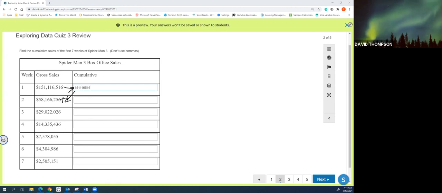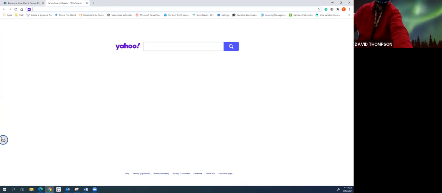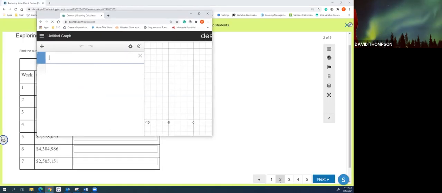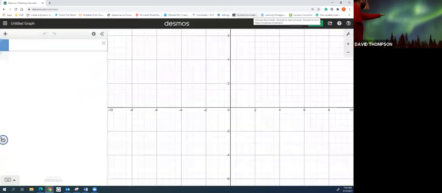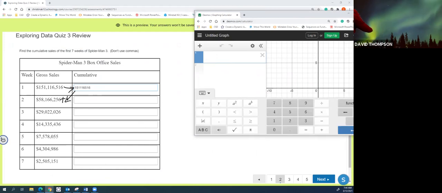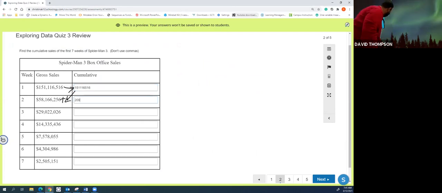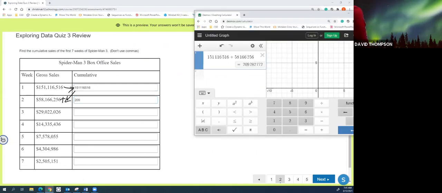So this is where we need Desmos. We have 151,116, just the 116,516 plus 58,166,256. We have 209,282.